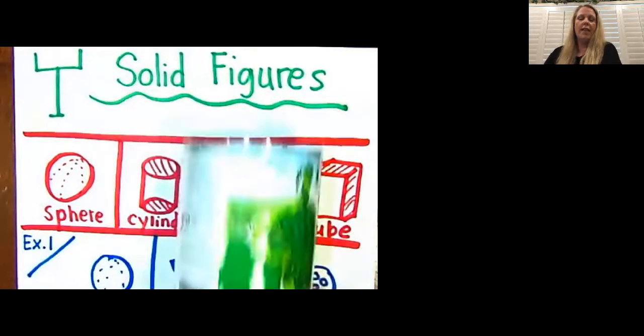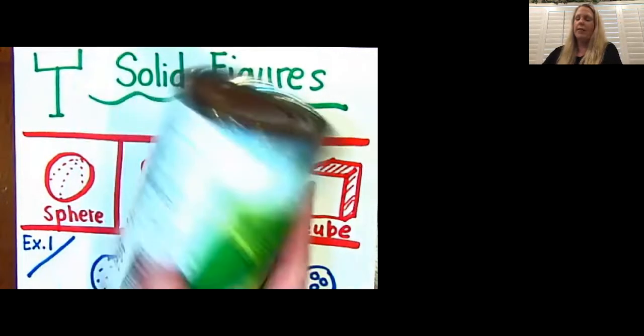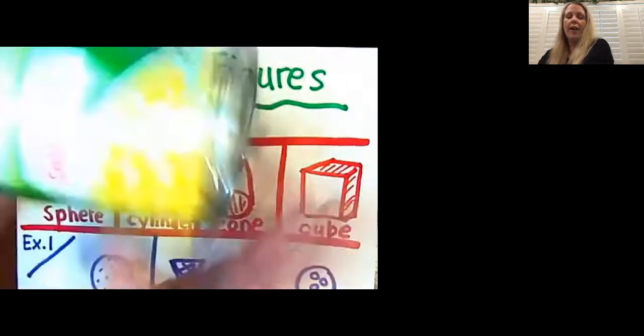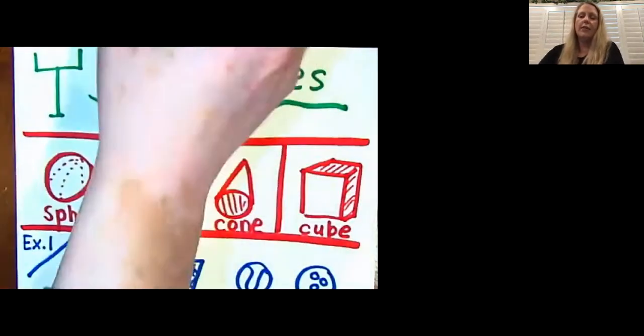The next shape we have is a cylinder. So look, I have a can of corn. That's called a cylinder. It's got a round part on the top and a round part on the bottom. So that is a cylinder.